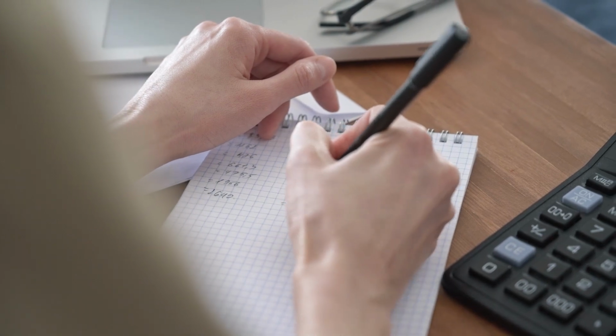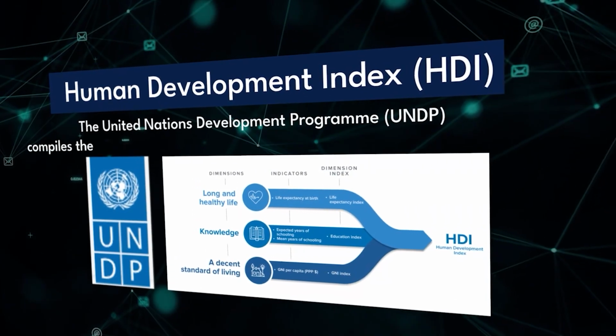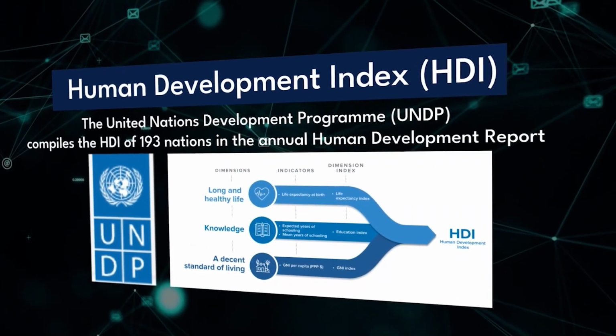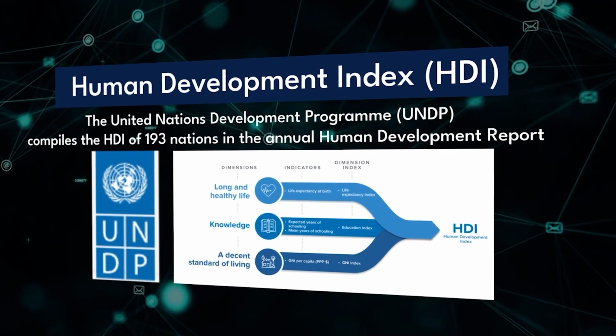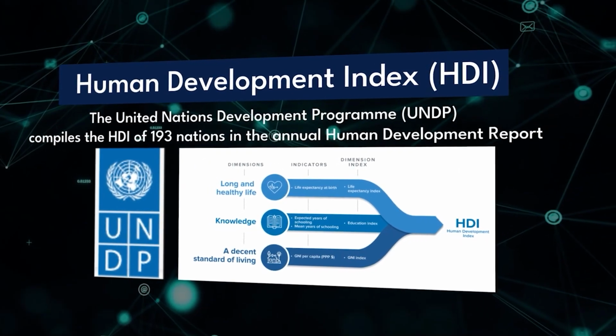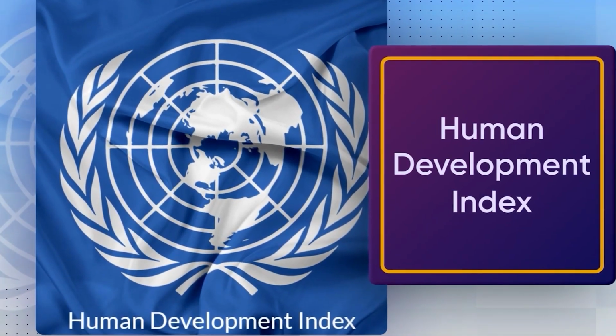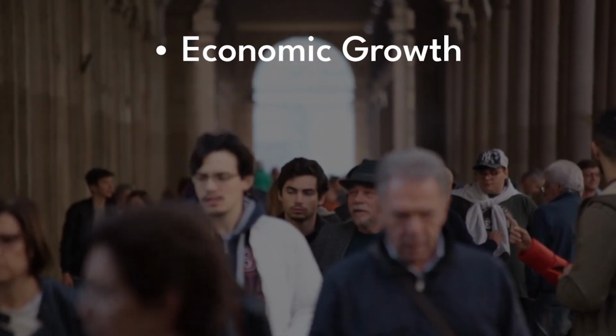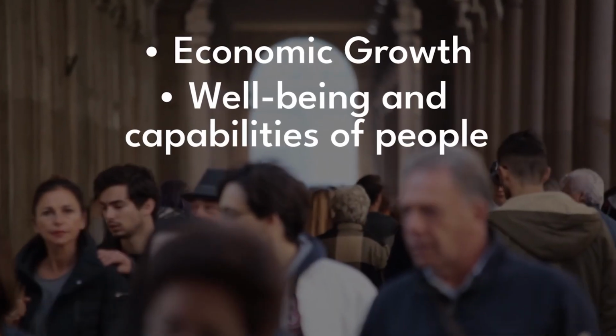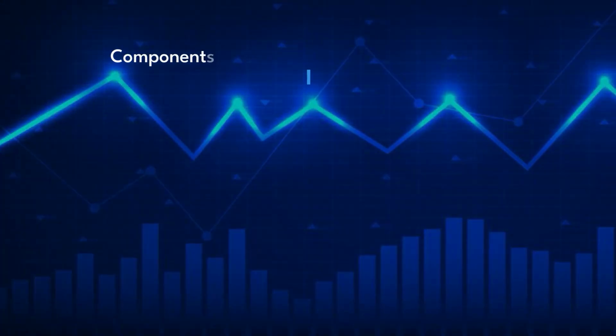Some important metrics are the Human Development Index, or HDI, which was developed by the United Nations Development Program. It covers life expectancy, education, and income indicators. The Human Development Index provides a broader measure of development by considering not just economic growth, but also the well-being and capabilities of people. It includes three main components.